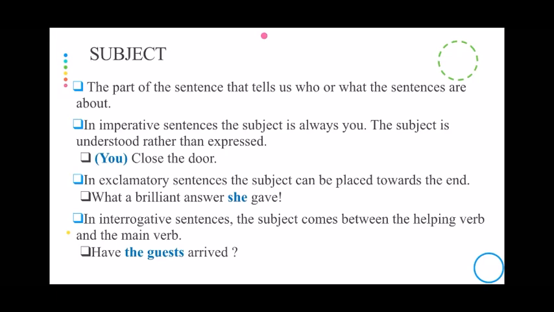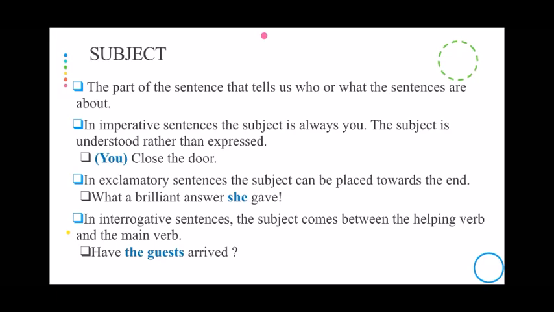Close the door. When I tell you to close the door, do I say you close the door? No, I say close the door. I am giving you a command or an order. Close the door. But do I say you close the door? No, it is understood that it is you who has to do this action of closing the door and you is the subject.